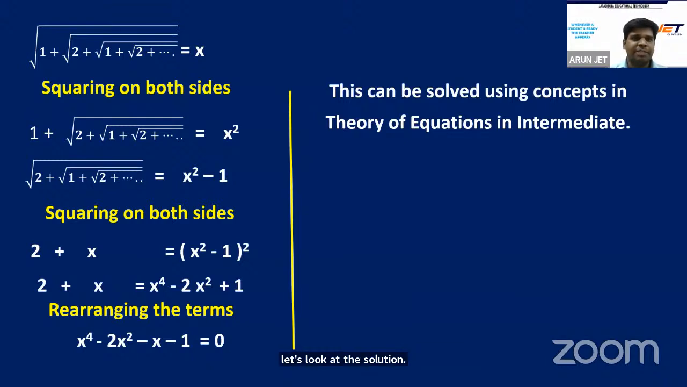See, what we are doing over here is, I presume the whole term to be x. Again, I square on both the sides, and I get this second term. Look at the second term. 1 plus root of 2 plus root of 1 plus 2 is equal to x square, because I've squared on both the sides. Now, what is second term? x square minus 1. Now, again square on both the sides. So, this becomes 2 plus x, root of x square plus 1, x square minus 1 whole square.